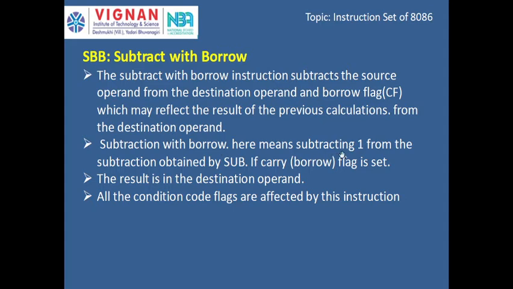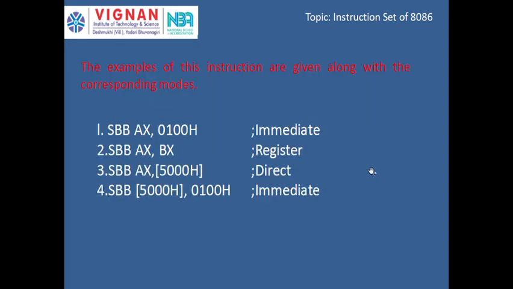Subtract with borrow here means subtracting 1 from the subtraction obtained by the SUB instruction if the carry flag is set. I will discuss again with an example. SBB AX, 0100H. This is the immediate addressing mode. It subtracts 0100 from the content of the AX register. After getting some result, for example 1001, if the carry flag is 1, that will be subtracted. 1001 minus 1, 1000 will be the result.